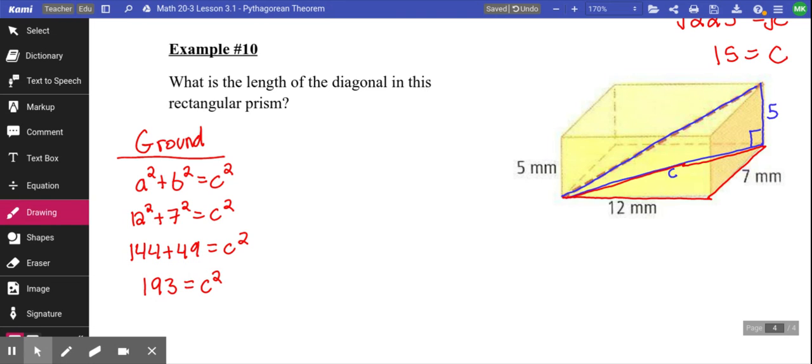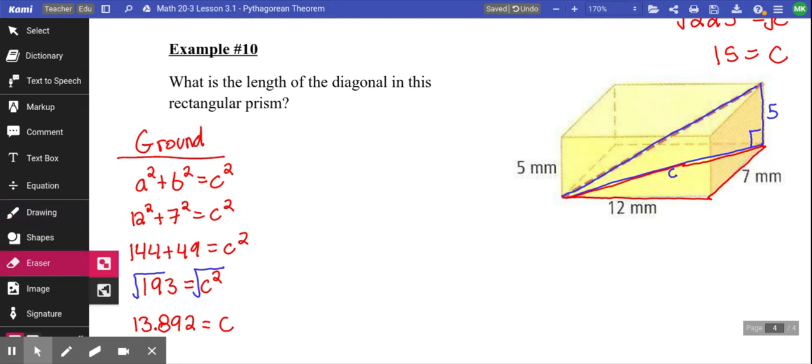Your last step is to square root. When I square root 193, I get 13.9. Because this isn't my final answer, I'm going to use a few of those decimals. Okay, just do 13.9.